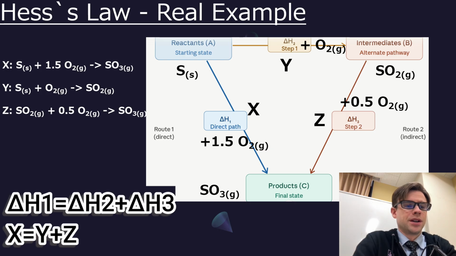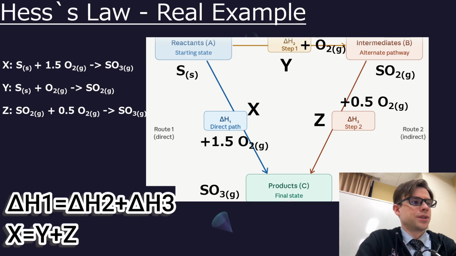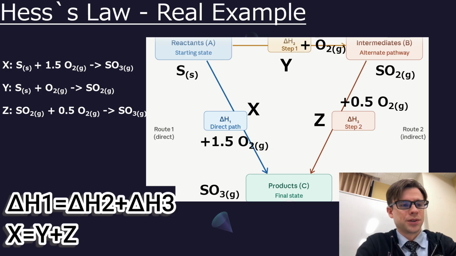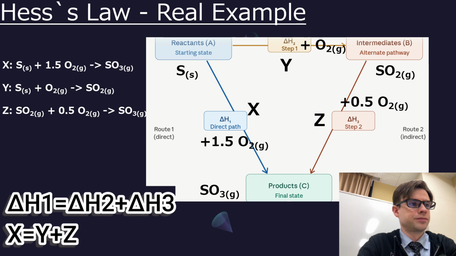So whichever path you take, the direct or the intermediate alternate pathway, we can say that delta Hx equals delta Hy plus delta Hz. We don't have any real numbers for these in this case, but we'll show some examples soon that do have real numbers. So this is a fairly simple example, and you can see in any case, you're going to be adding 1.5 mole of oxygen to your sulfur. It's just, do you do it all at once, or do you do it in 2 steps?